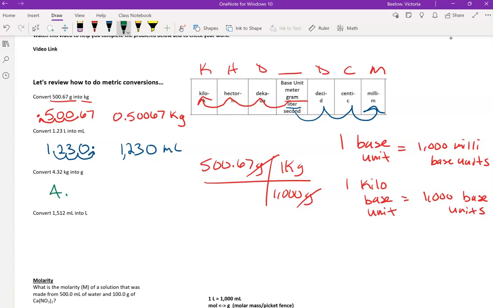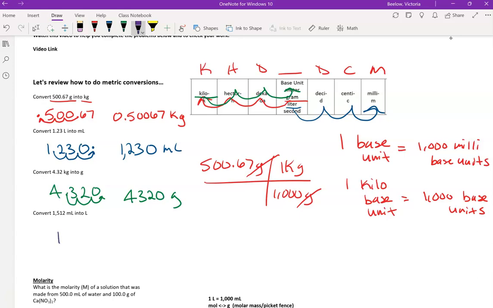Next, I'm going to convert 4.32 kilograms into grams. So kilo is here, and I need to convert that into grams. So I would move 1, 2, 3 spaces to the right. 1, 2, 3. So that'd be 4,320 grams.